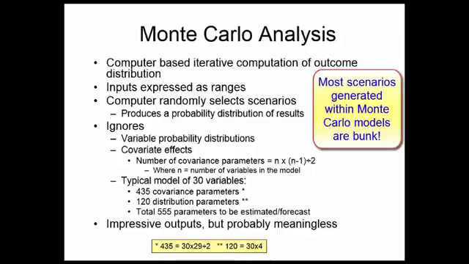That sounds good in theory, but the only problem there is that even in a very small model, the number of covariate parameters that is needed becomes extremely high.